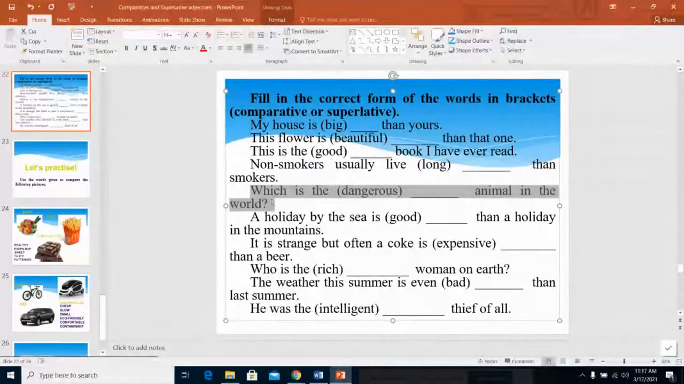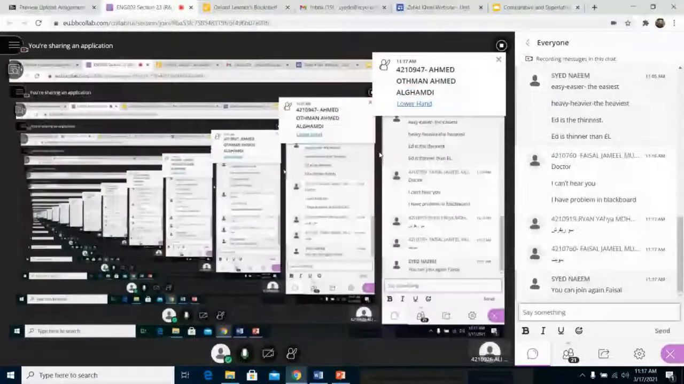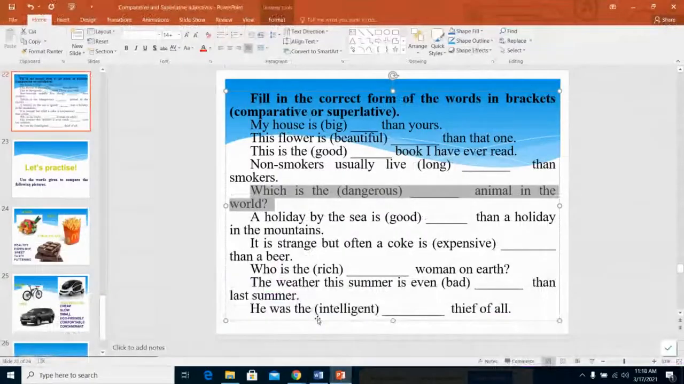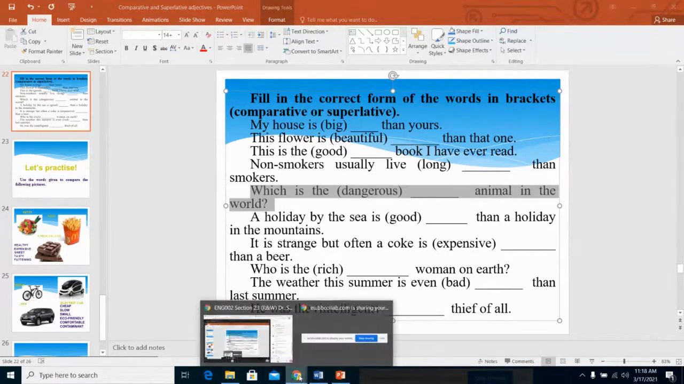Okay. Now we need to make superlative here. Can someone change this sentence into superlative? Yes, Ahmed Uthman. Which is the most dangerous animal in the world? Very good, because it has two syllables, danger and ous. This is the suffix ous, dangerous. So we need to use the word most. Which is the most dangerous animal in the world? Very good, excellent.